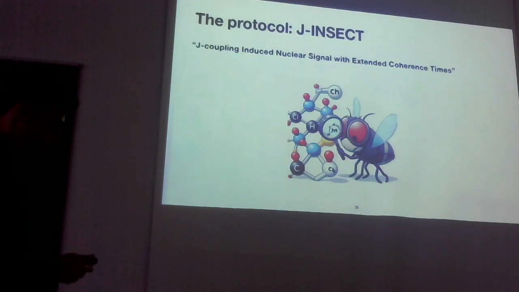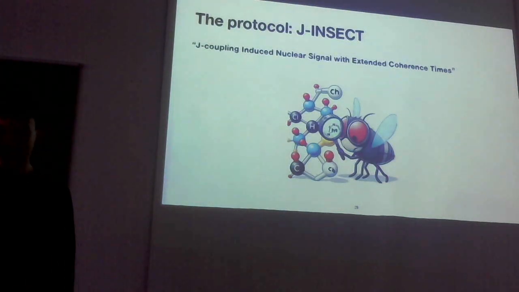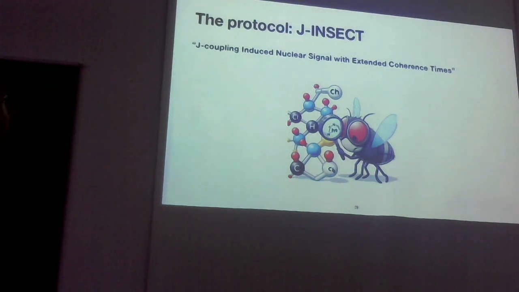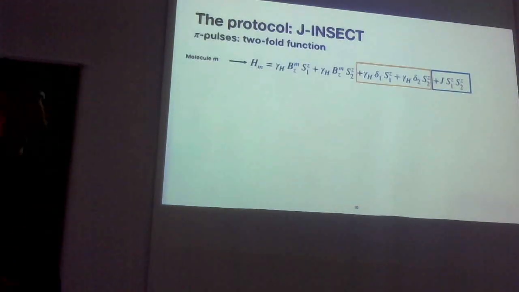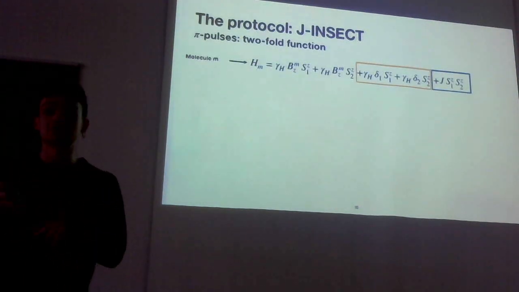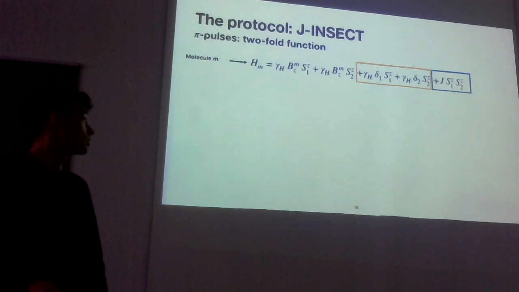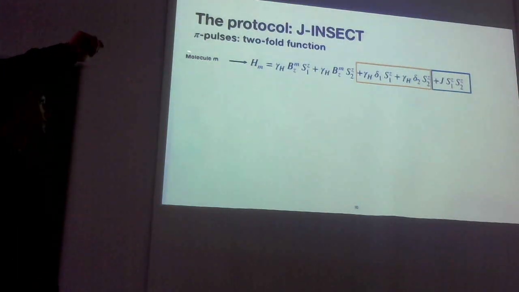Okay, so now that you know the things that you need to know, I'm going to introduce the protocol that we invented, which is called J-insect, and it stands for J-coupling induced nuclear signal with extended coherence times. Okay, so as I said before, the protocol has basically two parts. The first one is the detection stage, which is made of pi pulses. Now, these pi pulses have a twofold function.